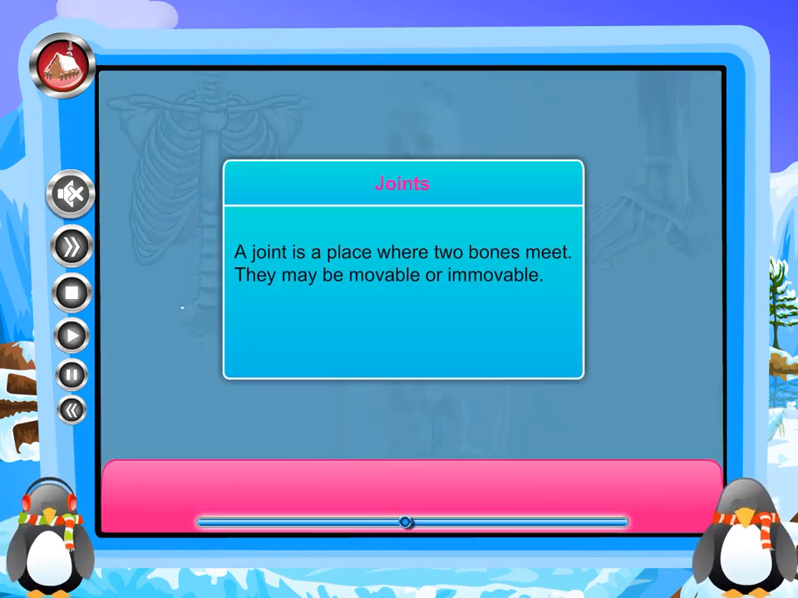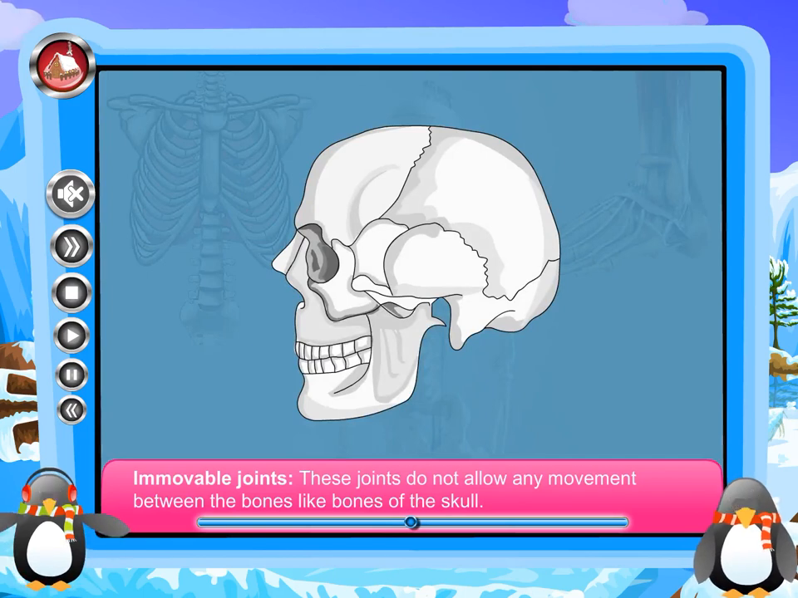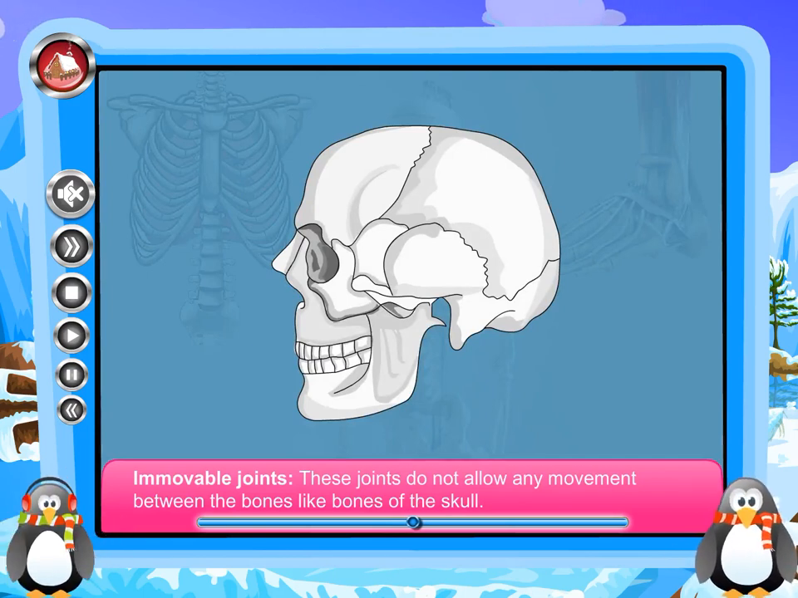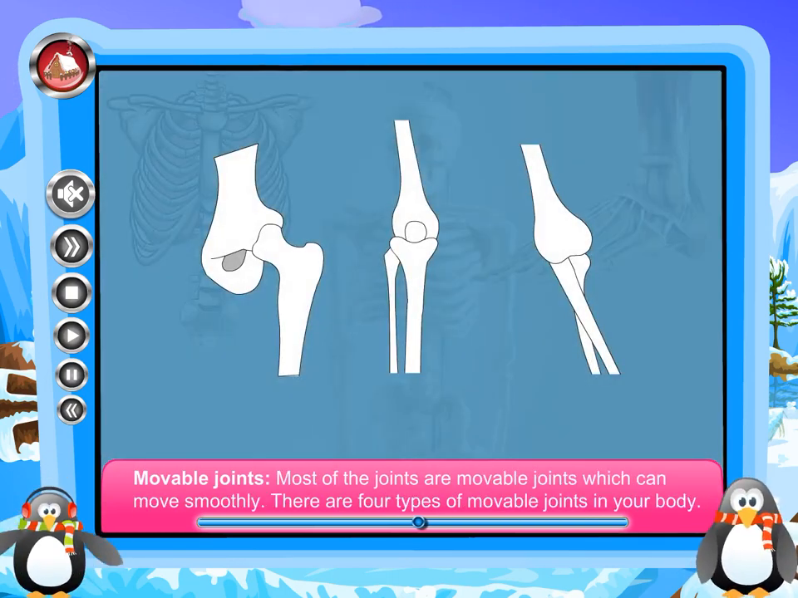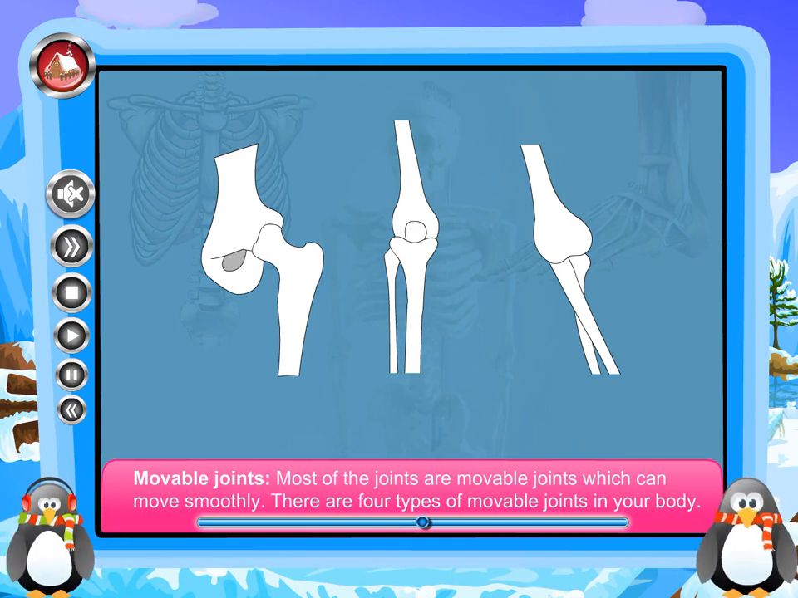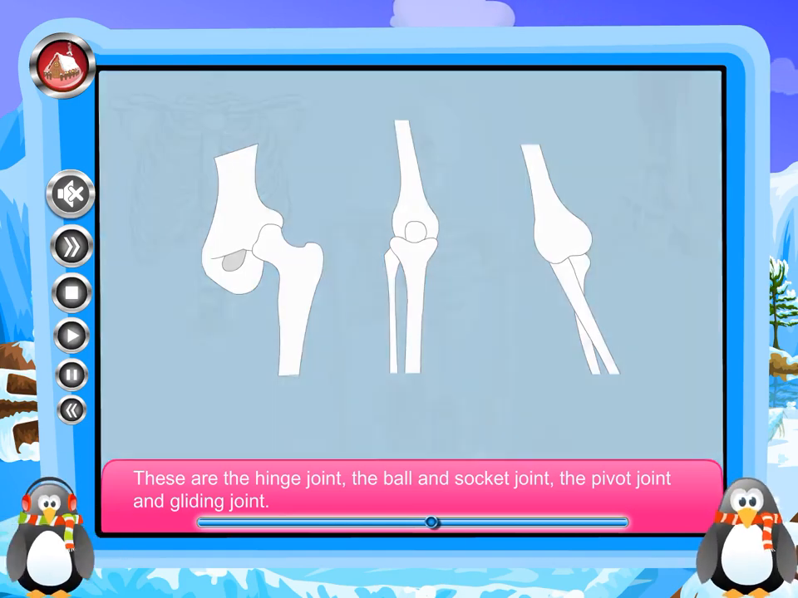Joints. A joint is a place where 2 bones meet. They may be movable or immovable. Immovable joints. These joints do not allow any movement between the bones, like bones of the skull. Movable joints. Most of the joints are movable joints which can move smoothly. There are 4 types of movable joints in your body. These are the hinge joint, the ball and socket joint, pivot joint, and gliding joints.